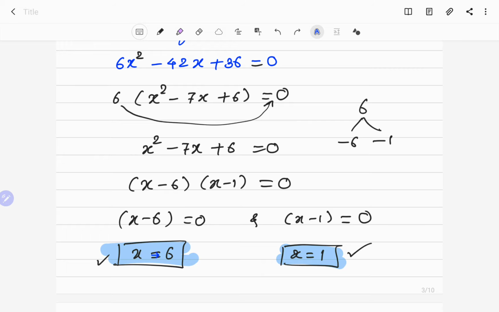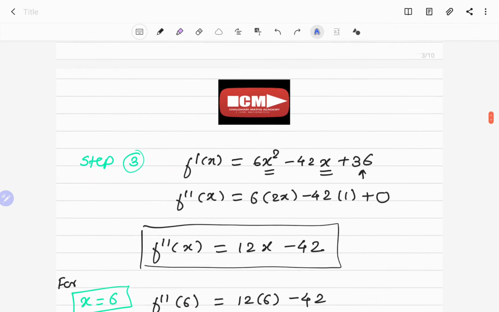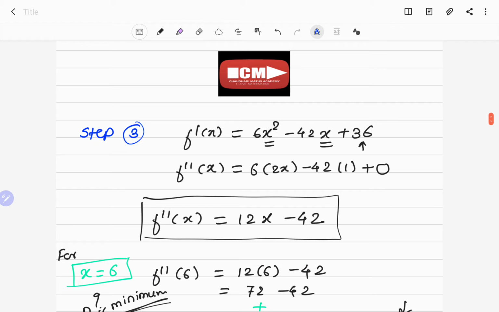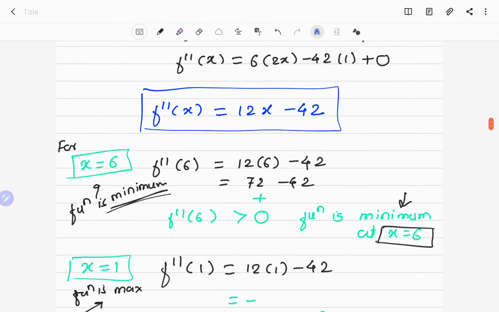But we don't know where exactly maxima or minima occurs, whether it is at x equal to 1 or x equal to 6. So that confusion is cleared in step number 3. Step number 3 is all about finding the double derivative. The first derivative is already with you. So this is the first derivative. Just quickly find out its second derivative, and as the name suggests, it's a second derivative test. So here the second derivative will decide where exactly maxima and minima occurs.